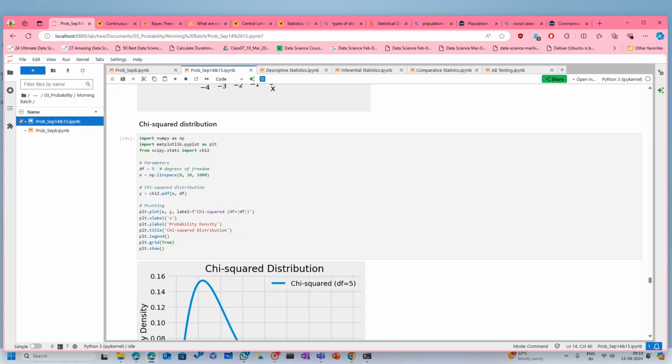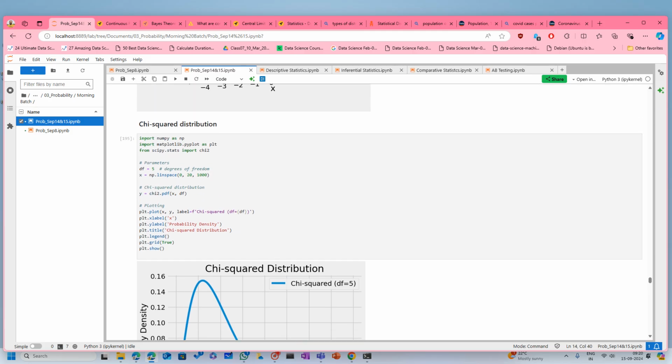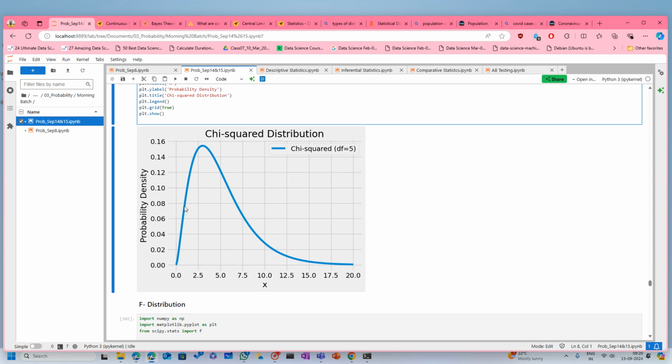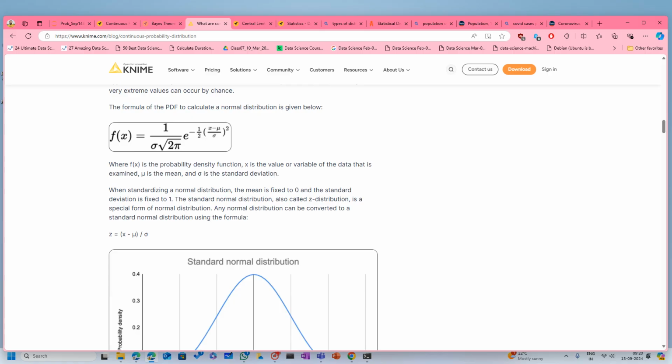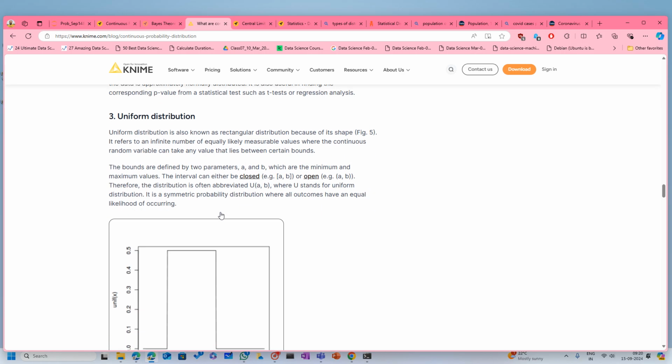Likewise, we have chi-squared also. I will quickly cover this and we will stop. Chi-squared distribution means initially it will show this sort of distribution. Initially it will be high, then it will even out as the values grow. So the standard chi-squared distribution, we have theory here as well.